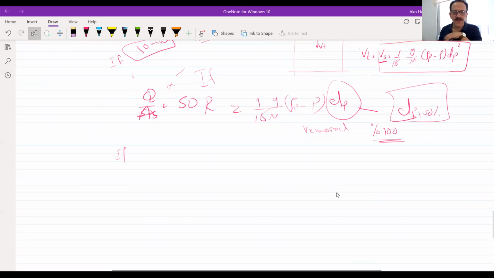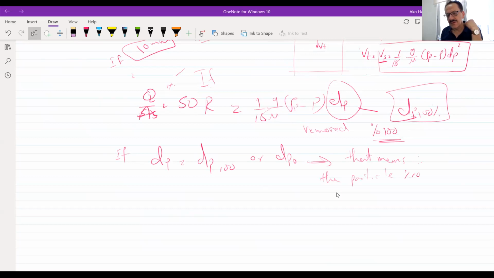So if d particle was equal to dp 100%, or it's called dp naught, that means the particle will be removed 100%, and any particles whose diameter is greater than dp naught or dp 100 will also be removed 100%.